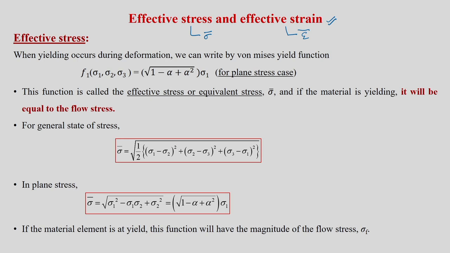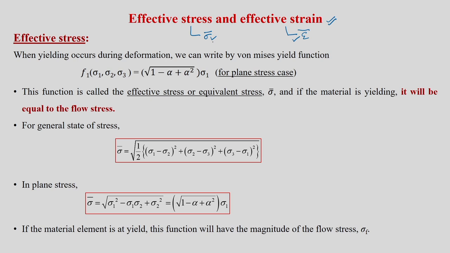As we know, Tresca and von Mises are meant for isotropic materials, that means R is equal to 1. So, we do not have any R values in this equation. Then we can derive sigma bar for von Mises material and epsilon bar for von Mises material. They will have different equations. And the sigma bar and epsilon bar can also be related by any strain hardening law.